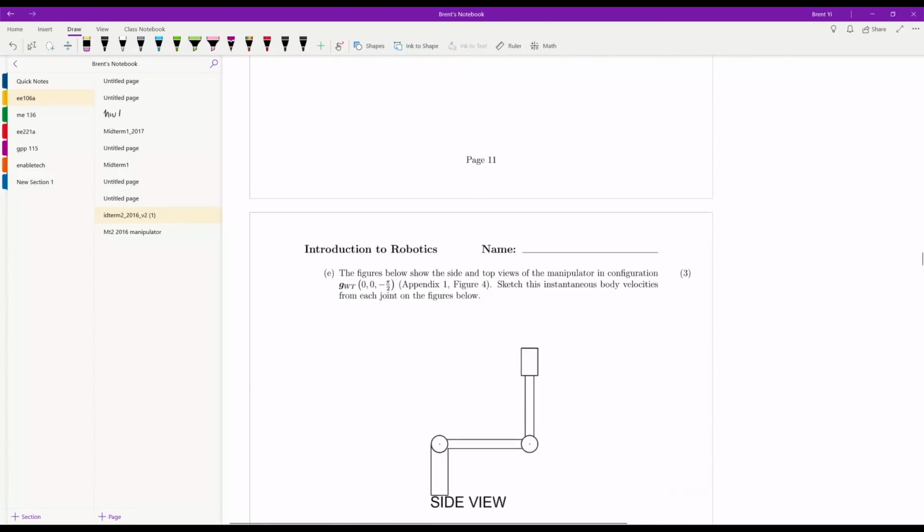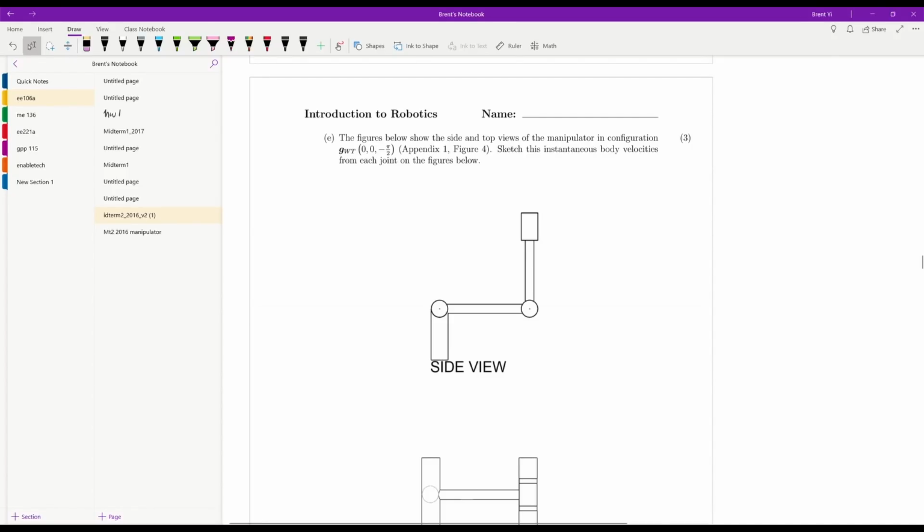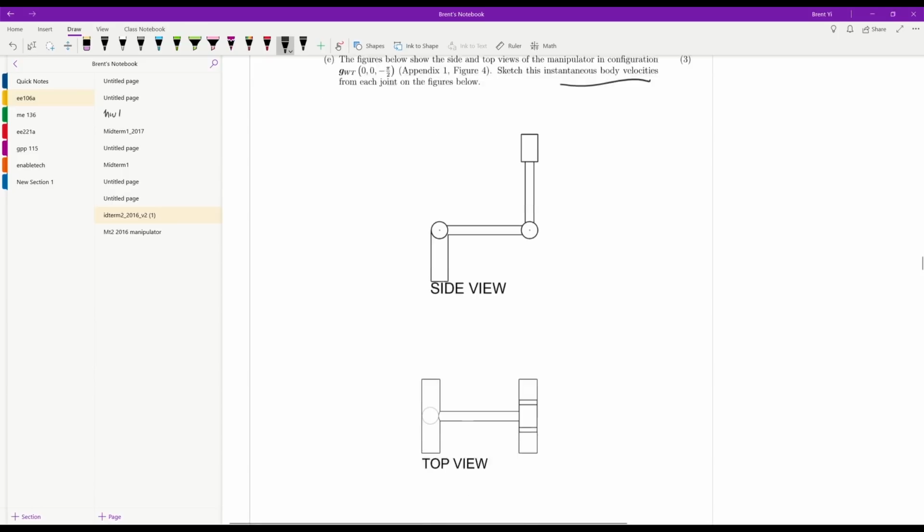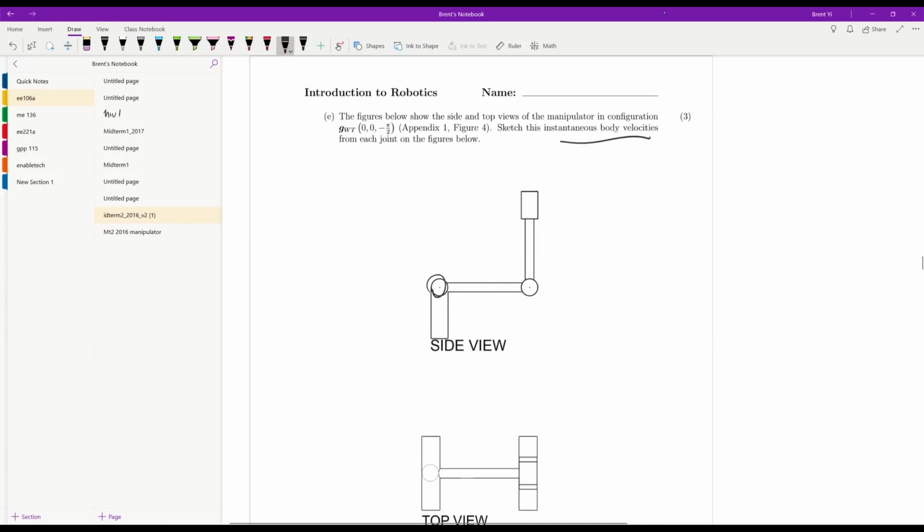Next, we have part E, which wants us to sketch the instantaneous body velocities from each joint on the figure below. So for the instantaneous body velocities, that's, I guess, just saying the linear velocities. So you can do this with the circle method that we saw earlier. So using the side view, we can do these two joints. So I believe this is joints 2 and 3, right? So we'll just draw a circle, center at this joint, and then draw a tangential vector. Okay, so this corresponds to twist 3 right here. That's the tangential velocity.